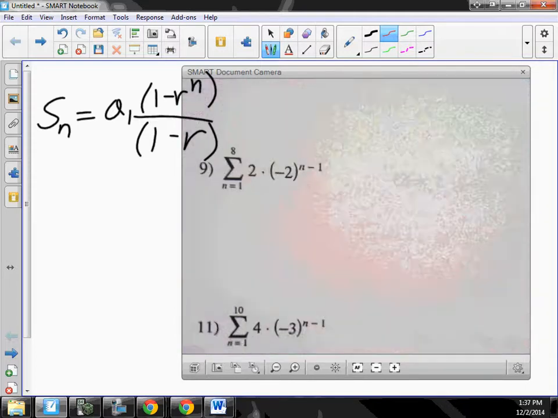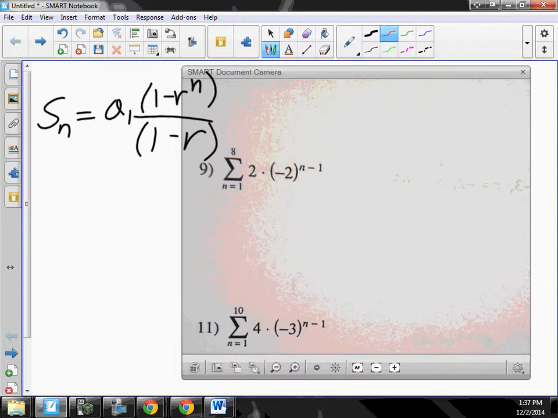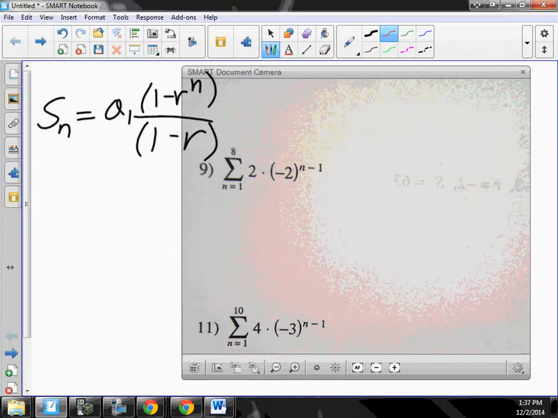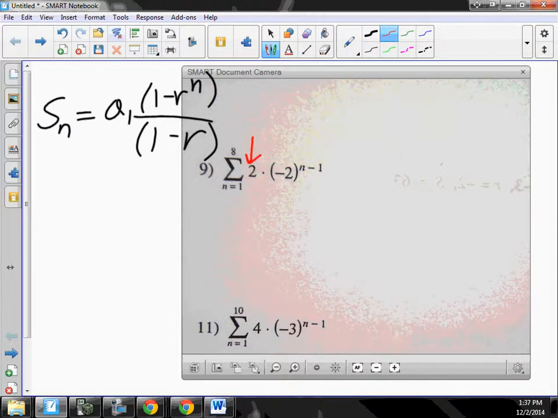There is one case where you have to be careful, and you'll make a mistake that creates just a small little problem that will confuse you. And an example is number 9. So for number 9, what is a sub 1? This is a sub 1.